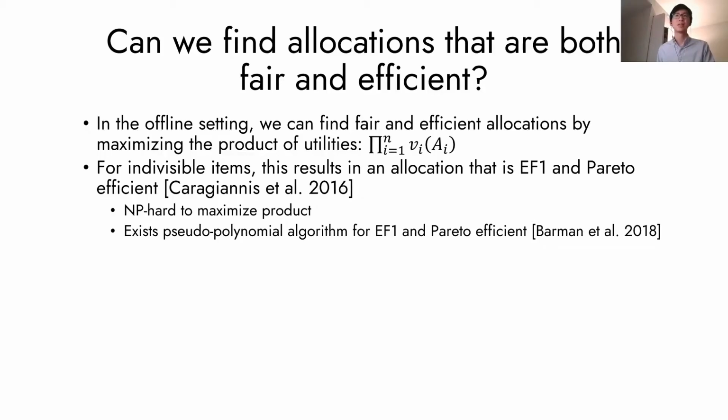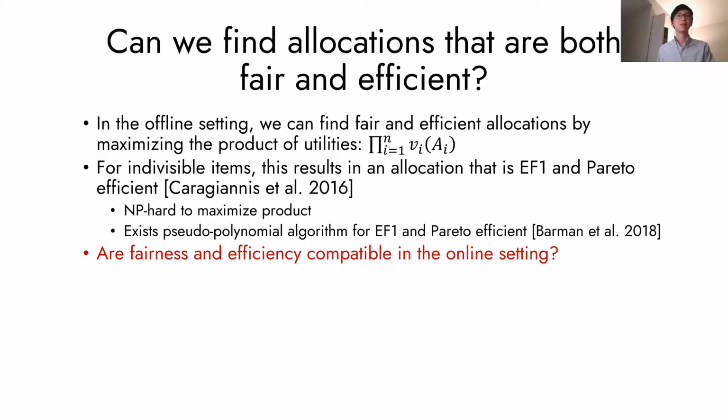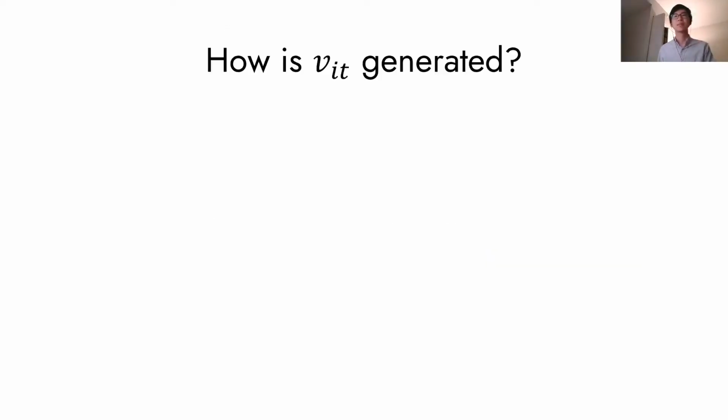Kurokawa et al. show that for indivisible items, this is EF1, so relatively fair, and Pareto efficient. Although it's NP-hard to compute, there does exist a pseudo-polynomial time algorithm that achieves EF1 and Pareto efficiency. Now, in our paper, we ask if fairness and efficiency are also compatible in the online setting.